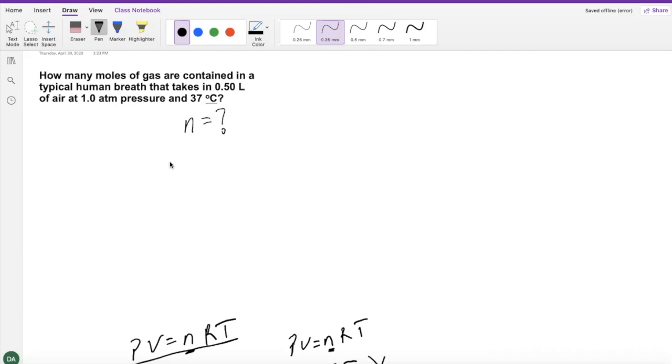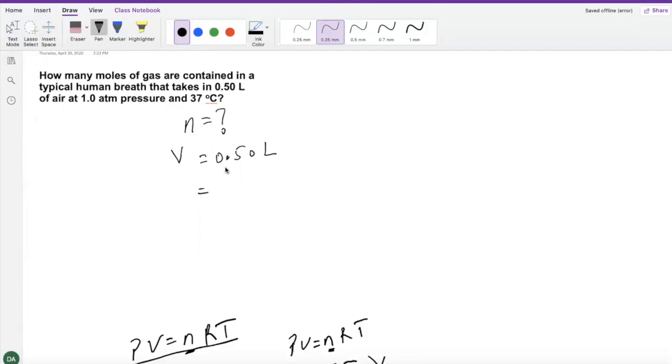Okay, and then what else do we have? What are we given? 0.50 liters of air. Now it does not tell you what this is. When you see liter, what is this telling you? It's the volume. Okay. Now what else do we have?